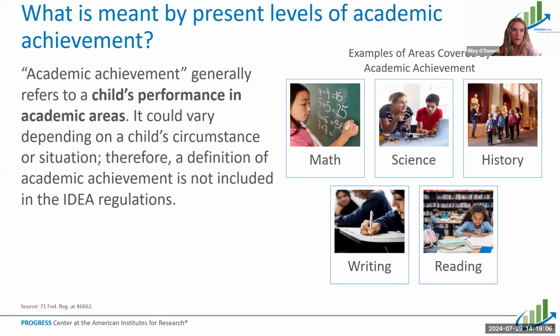Now, this could vary depending on the child's unique circumstances or situation, and therefore a formal definition is not included in the regulations. But when thinking about areas covered by academic achievement, you might think about a student's performance and needs in math classes or science, history, writing, or reading, for example.